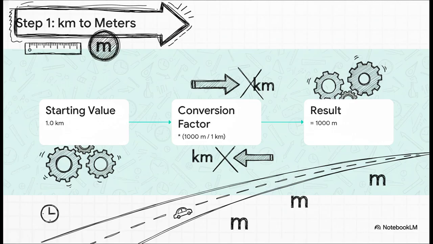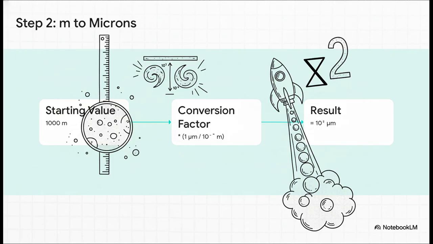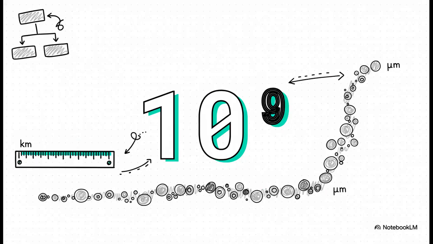So step 1, we just turn our 1 kilometer into meters. Simple enough. Okay, now that we're speaking in meters, we can use our master key, that definition of a micron. And this is why scientific notation is your best friend. Instead of trying to manage a number with 1,000,000 zeros, we just have to subtract the exponents. It's clean, it's fast, and it gets us right to our answer of 10 to the 9th. And there we have it, 1 billion. That's 10 to the 9th. A billion microns fit inside a single kilometer. That really puts the massive difference in scale into perspective, doesn't it?